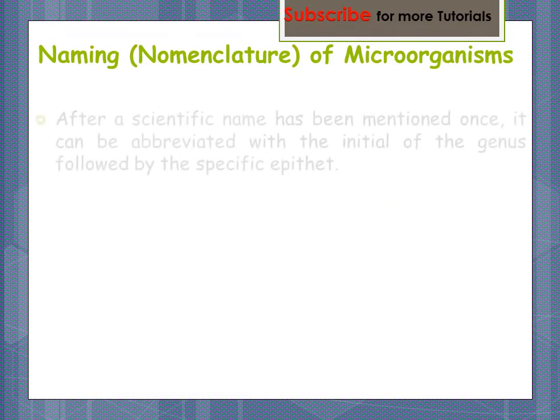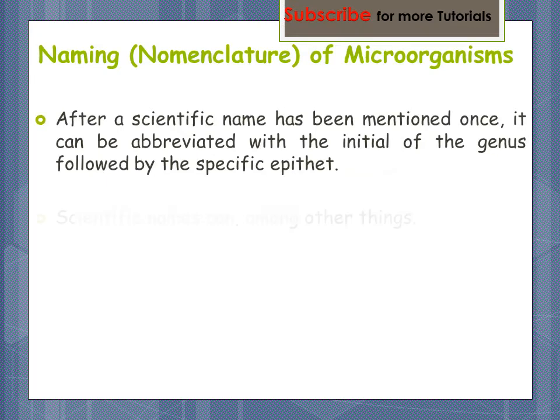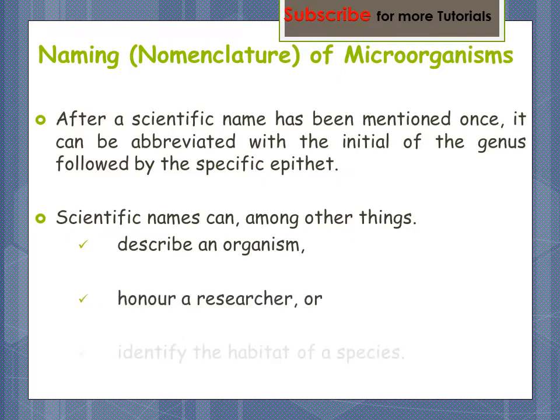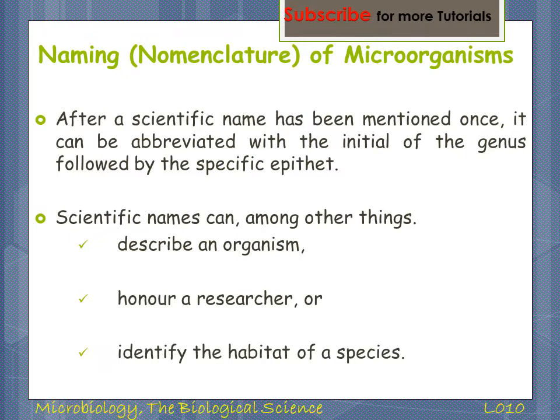After a scientific name has been mentioned once, it can be abbreviated with the initial of the genus followed by the specific epithet. Scientific names can, among other things, describe an organism, honor a researcher, or identify the habitat of the species of an organism.